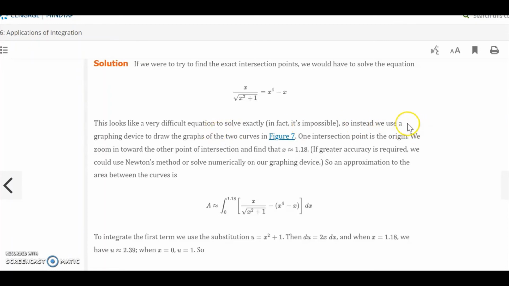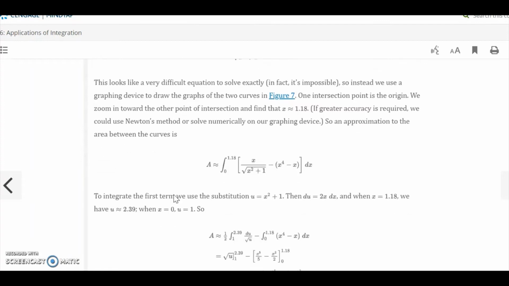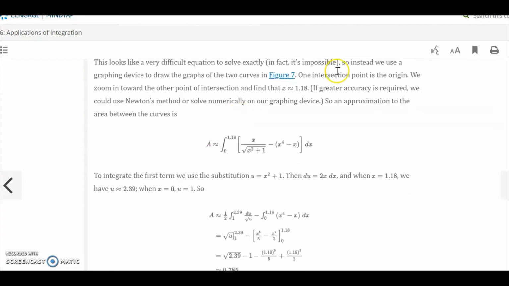So this is an example where instead you use a graphing device to approximate the area. So that would be something that you would use Desmos for, and it'll make it a little bit easier. So you can use, or your graphing calculator. So you use your graphing calculator to find those intersection points, and then you solve in this way.